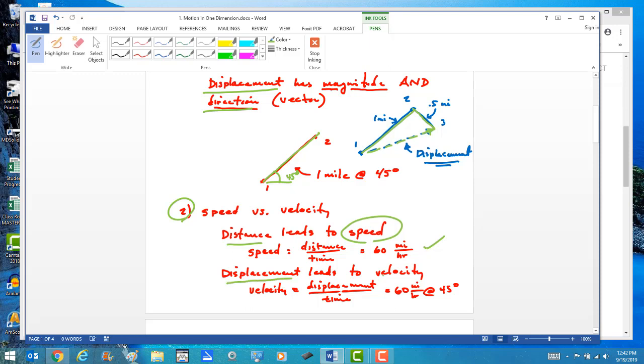Whereas using displacement leads to what we call velocity, which is a much more interesting term. Velocity is displacement over time. So now I would say I went 60 miles an hour at 45 degrees. So why is this important?